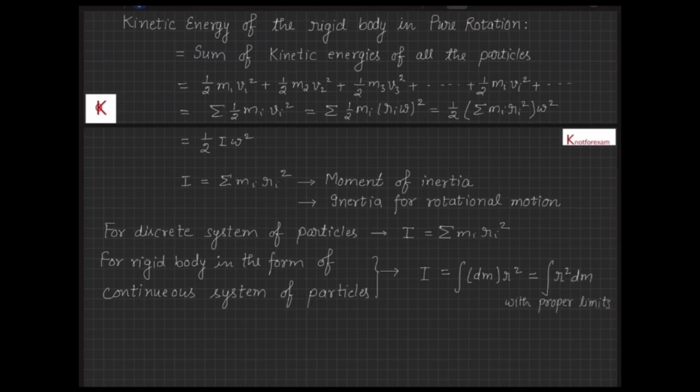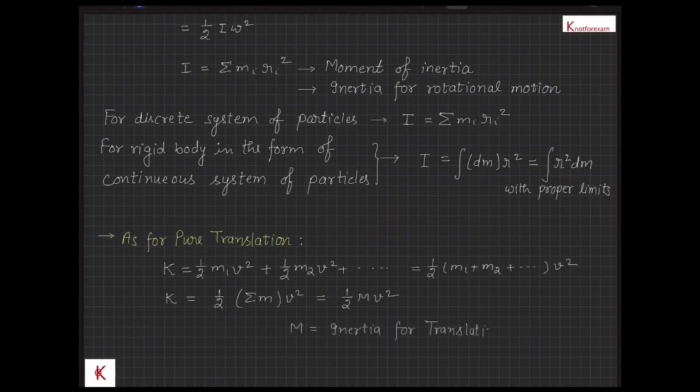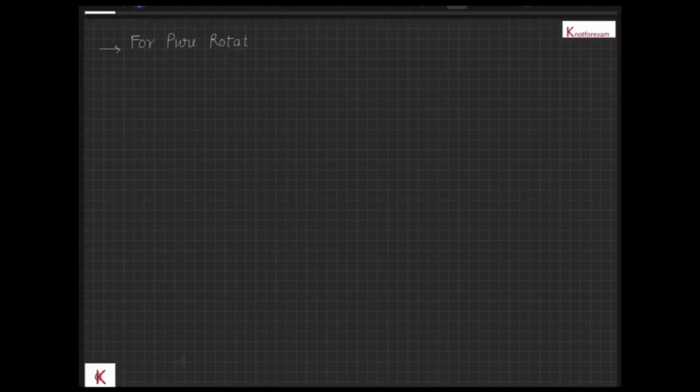For pure translation, the velocity of each particle is the same. Let the magnitude of this velocity be v, then the total kinetic energy will be half m1 v square plus half m2 v square and so on, that is equal to half sigma m v square, that is equal to half mv square, where m is the total mass, that is actually the inertia for translation motion. Now, for pure rotational motion, the expression for total kinetic energy, half I omega square, is analogous to the total kinetic energy in pure translation, that is half mv square.